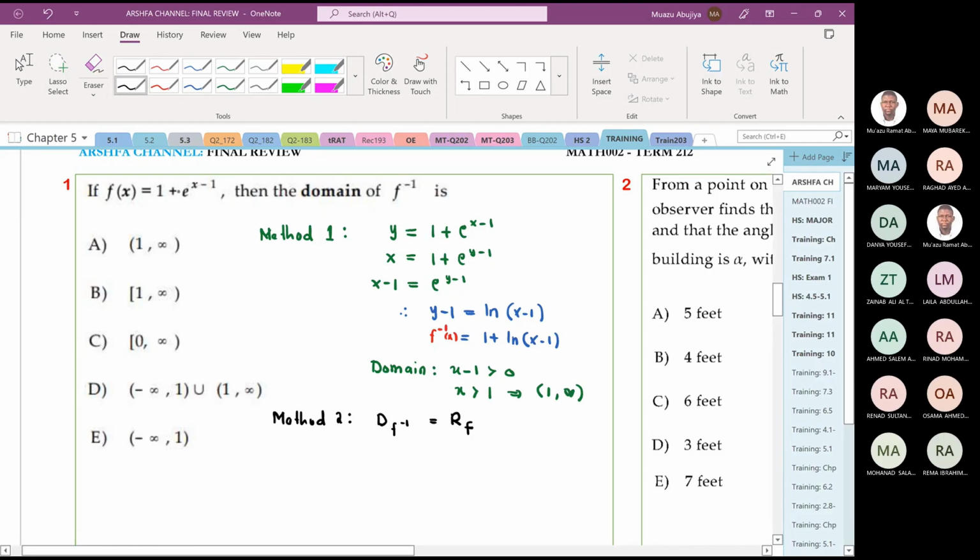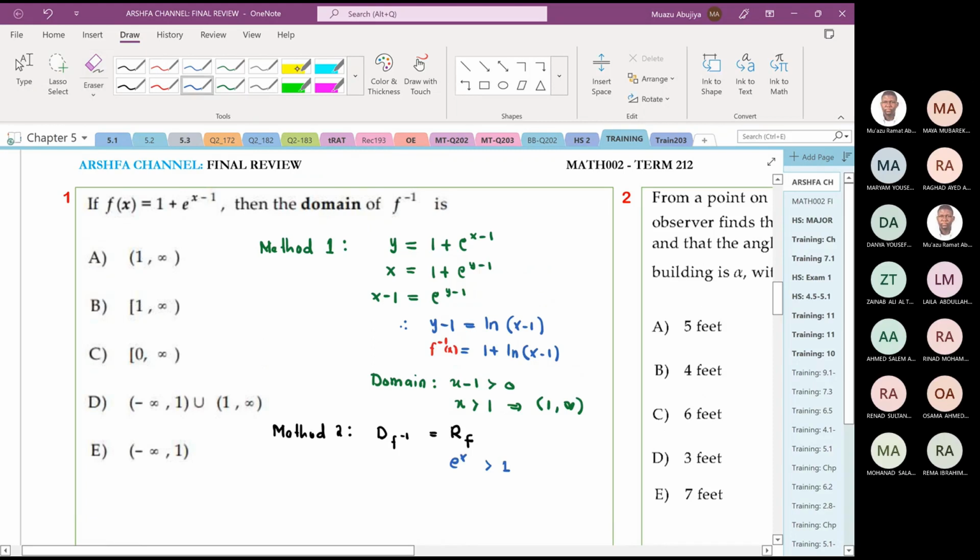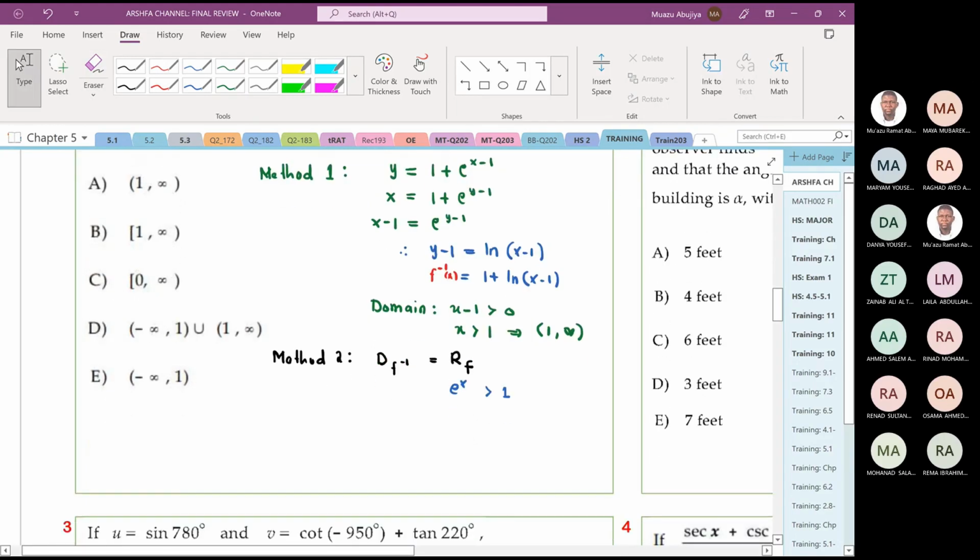What is the range of e to the power of x? We know that the range of e to the power of x, please pay attention, when we say e to the power of x, let me write it properly, the range shall be always greater than 1. So it is going to be from 1 to infinity. Now, what if we shift it horizontally? Horizontally, we mean we have x minus 1. This horizontal shifting does not affect our range. The horizontal shifting is only going to affect the domain. It has nothing to do with the range. So the range will still be greater than 1.